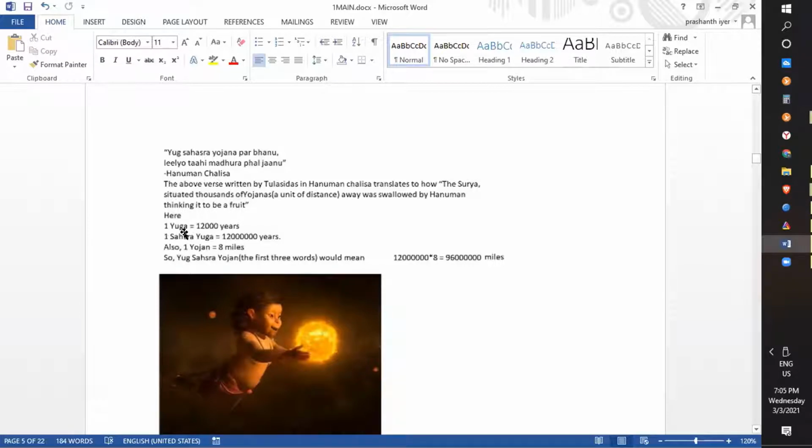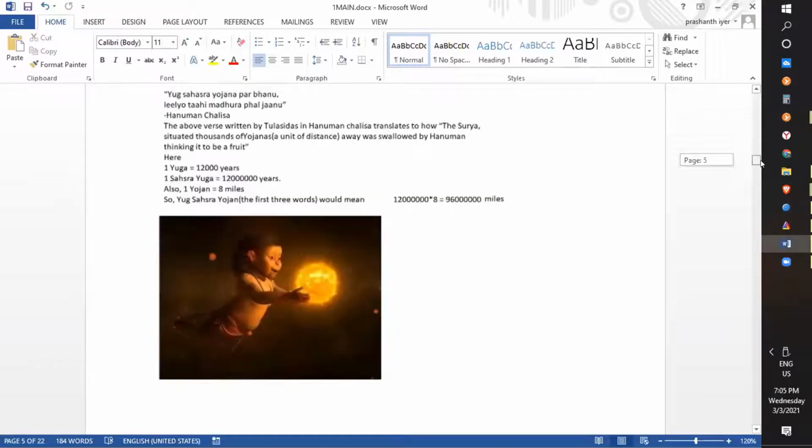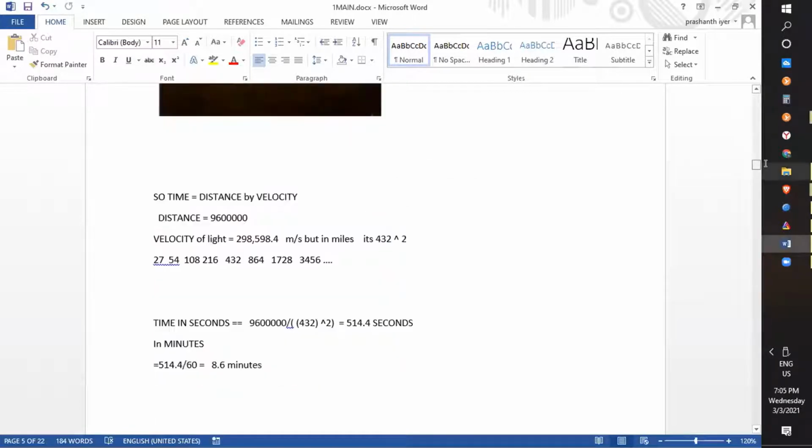So what is one yuga? A yuga in ancient India, or even today, is said to be 12,000 years. One sahastra is 1,000, so 12,000, and one yojan is 8 miles. When you convert it, you get something like 96 into 10 to the power of 6. So let's get back to the equation.